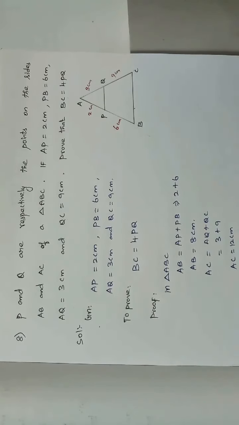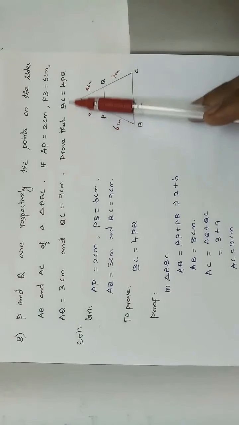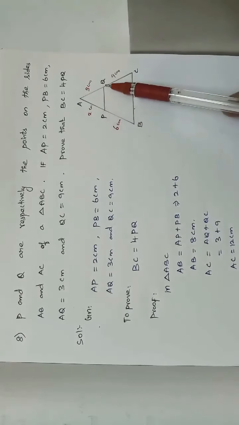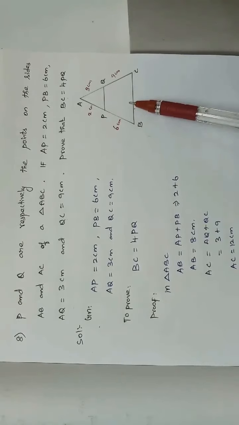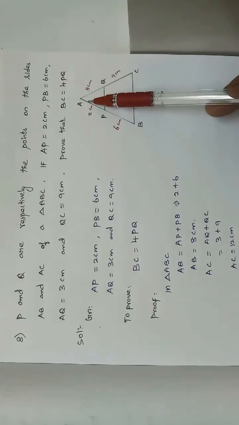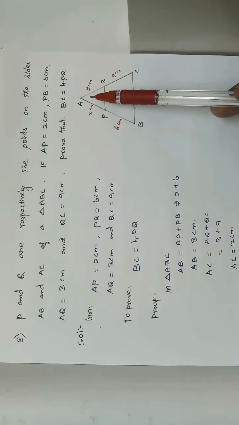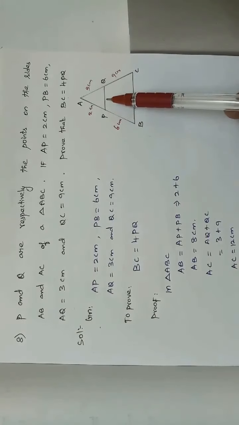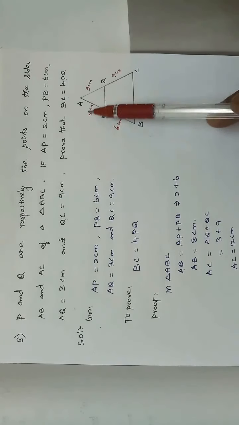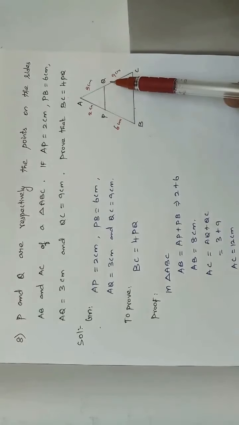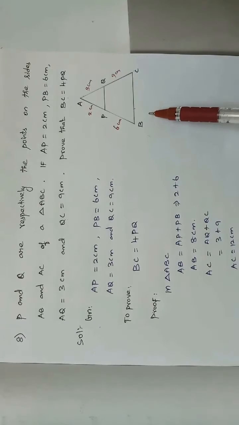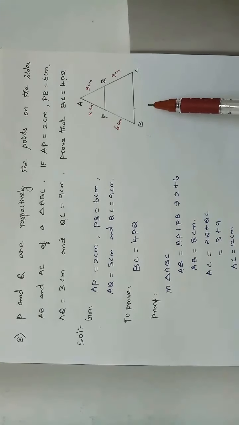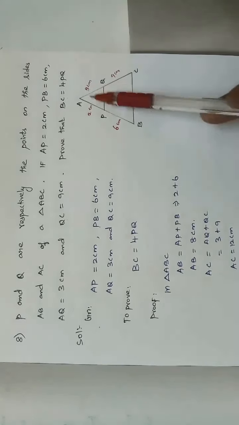Understood? We want to prove that these two triangles are similar, and then only we will get BC and PQ. For proving these two triangles, we have only one clue, that angle A is common to the two triangles. But they have given one more clue, the sides of the triangles. So I'm going to check whether the sides are proportional or not, whether the ratios of the sides are the same. If it is the same, then we can prove that these two triangles are similar.